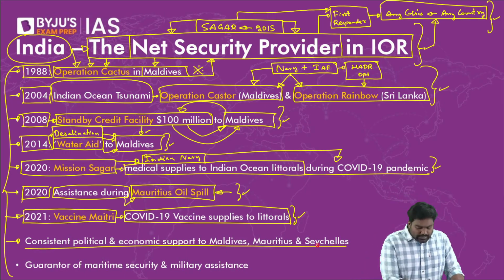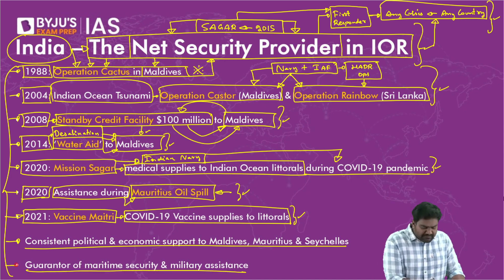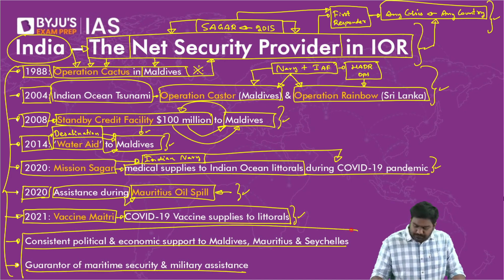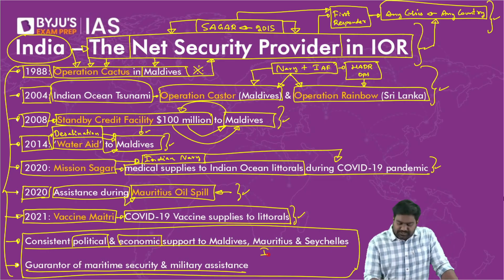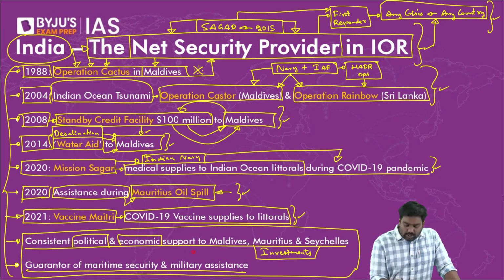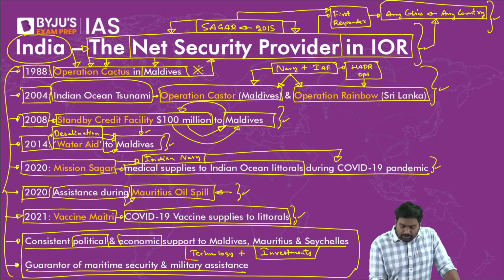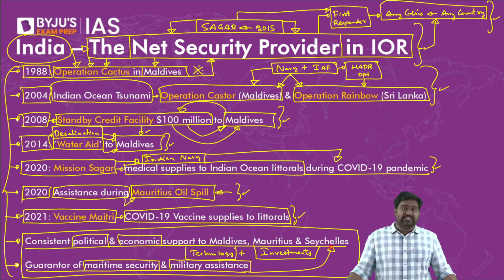So throughout our independent history, we have been helping all these countries, providing political support to them, providing economic assistance when they need, making investments in their countries, supporting their economies, creating jobs for them, right? Sharing technology with them. And more importantly, we have taken on the role of guaranteeing their maritime security by providing military assistance as well.